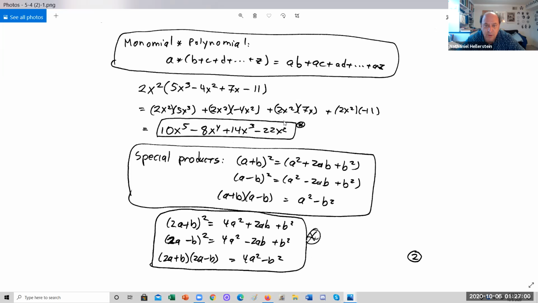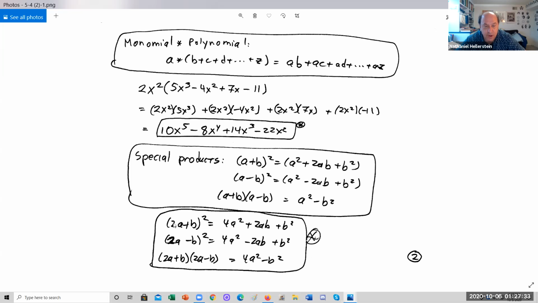So this. Now, all right, in retrospect, I think I should have added in this section right here, think about FOIL, first, outer, inner, last, but I'm pretty sure you're familiar with that. And okay, there are some special products: the square of a sum, the square of a difference, and a sum times a difference. Square of the sum, you get a squared plus 2ab plus b squared. Square of the difference is a squared minus 2ab plus b squared. A sum times a difference is a difference of squares.